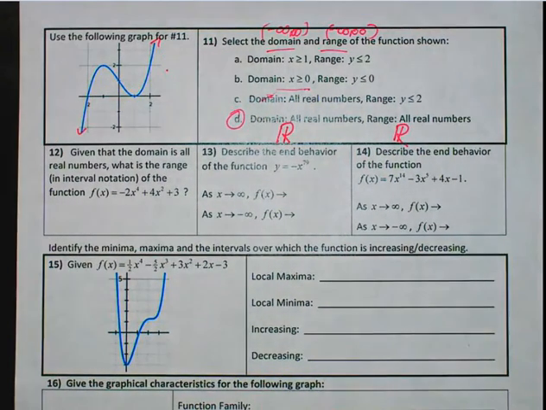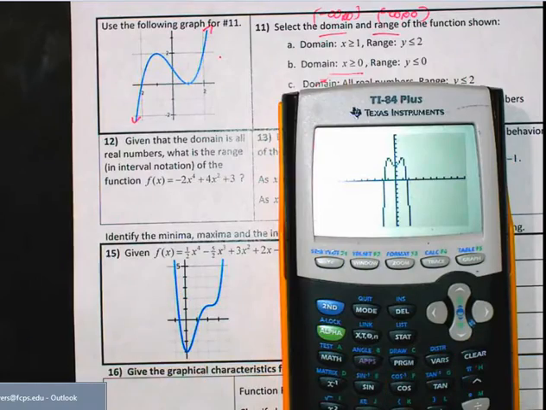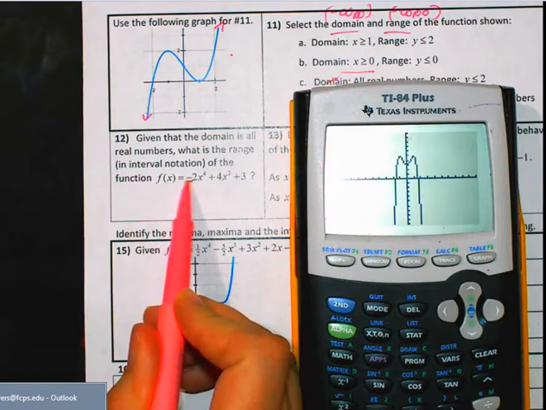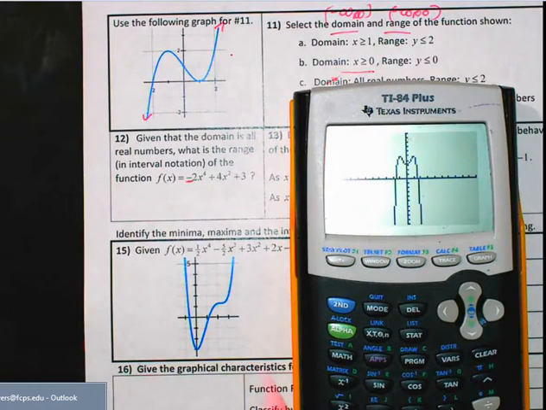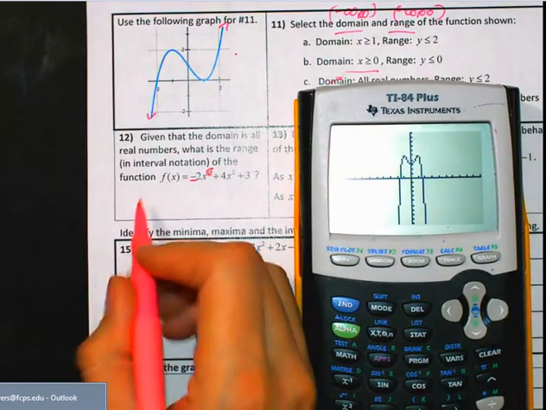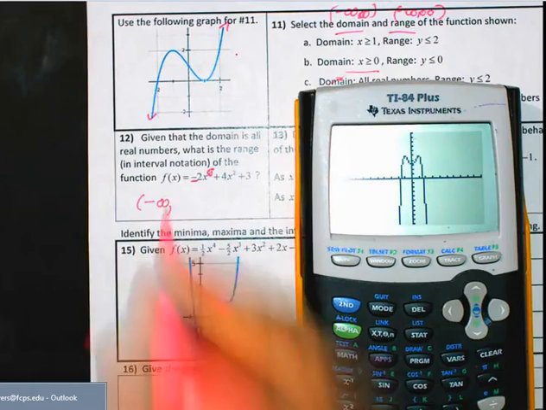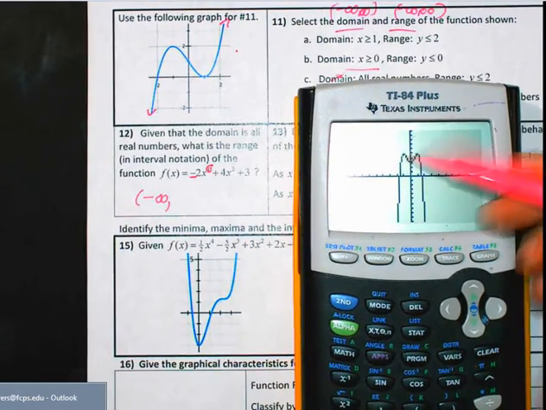Number 12, given the domain is all real numbers, what is the range in interval notation of the function f of x equals negative 2x to the fourth plus 4x squared plus 3? Okay, so we can put that into the calculator, into y equals. We should know from the negative sign in front that it would be pointing down. The end behavior is to negative infinity, and because it's even, it's negative infinity on both ends. If we put that into the calculator, we see that it is going to be from negative infinity, and then you want to know where that maximum point is, as far as it'll go.